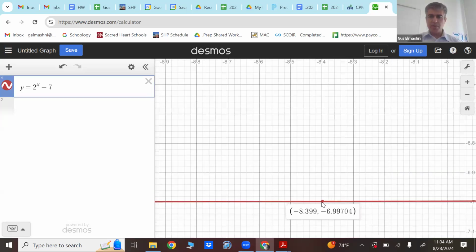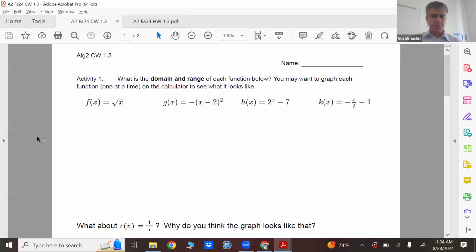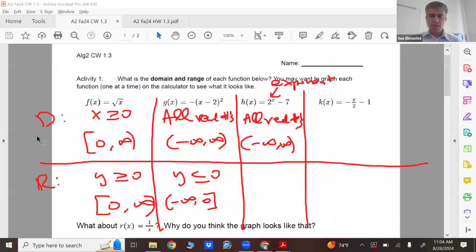Yeah, it's getting really, really close, right? It's getting awfully close. So in this case, you're going to say your range is just y is greater than -7. And you don't include -7 at all.